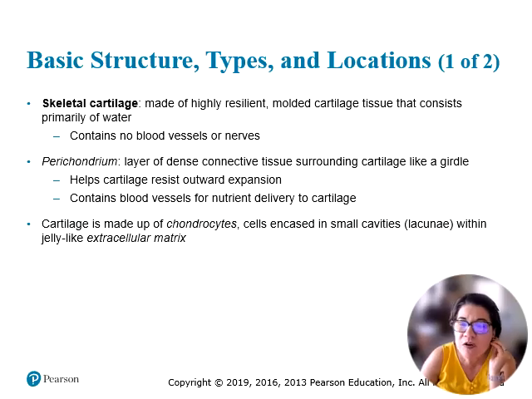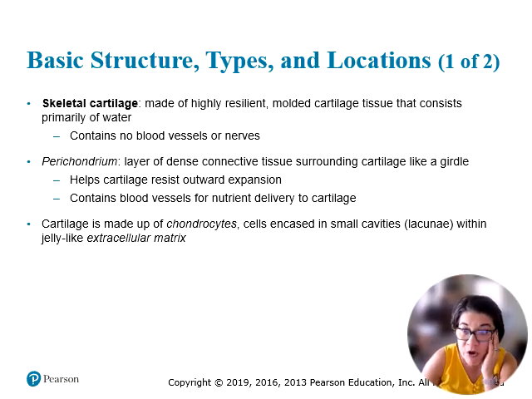Okay, so skeletal cartilage is a type of cartilage. It's really resilient. It's mostly made of water. There aren't blood vessels or nerves. You have perichondrium, which is a layer that goes around the cartilage. It kind of keeps it contained, because it isn't super stable, so it keeps it from expanding too far. And that perichondrium also has the blood vessels.